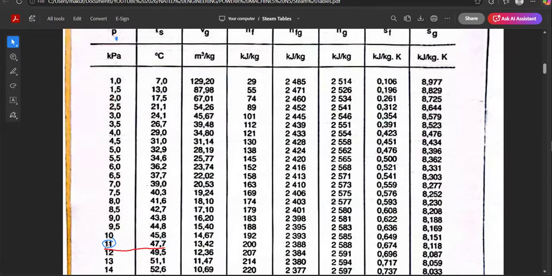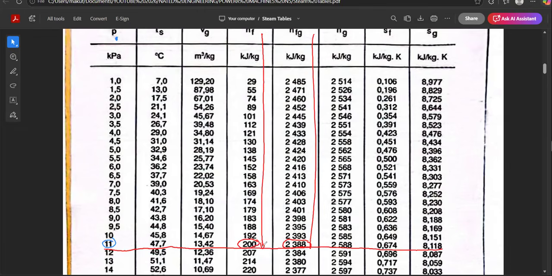So you consider it in that manner. These are the values that you're going to have, but in this case, I'm not going to use everything. I'm just going to focus on HF, which is 200, and HFG, which is 2388. Those are the values corresponding to 11. So you've got your HF and your HFG. These are the values that you are going to have.